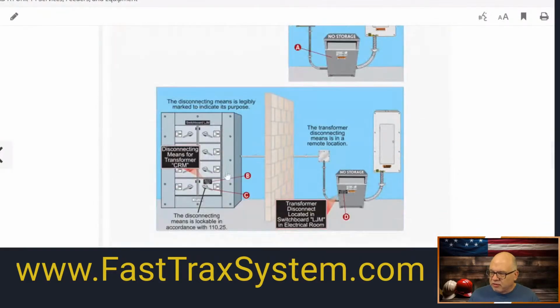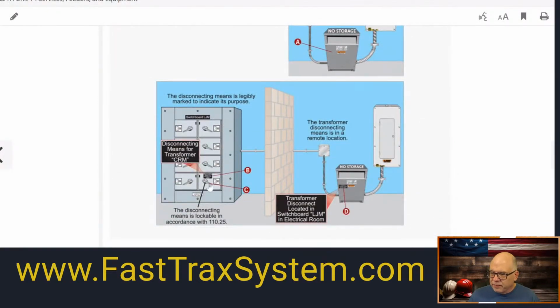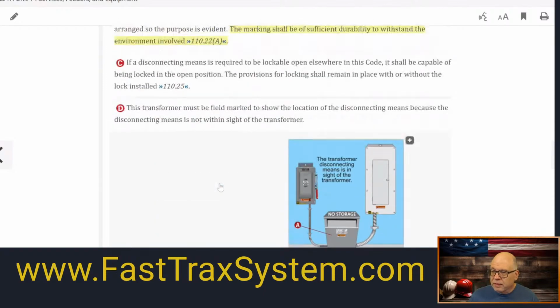Next is C. C is calling out right here, and this is lockable in the open position in accordance with 110.25 because it is not within sight. All right, so that's what this is. The other thing about this lockable provision, let me go in and highlight that.